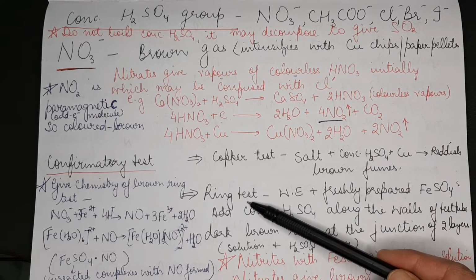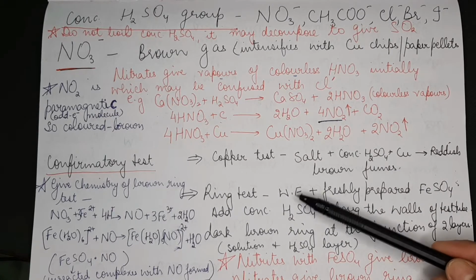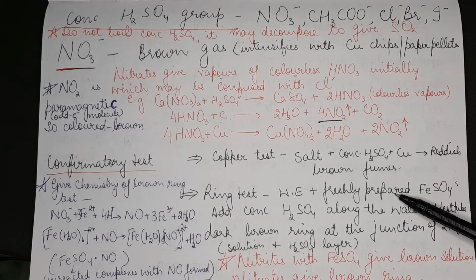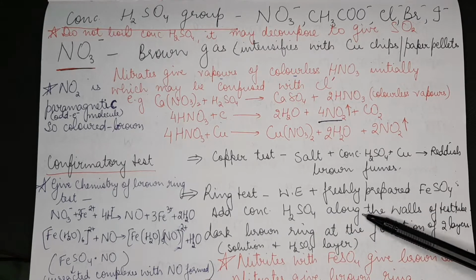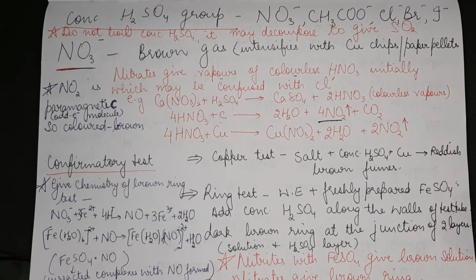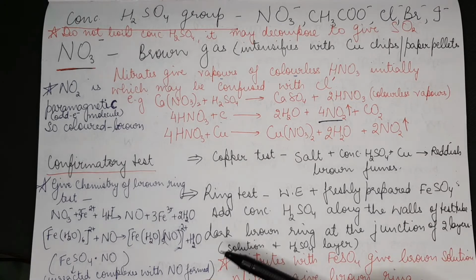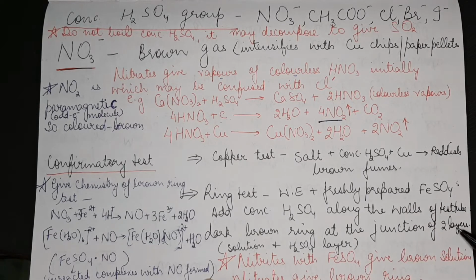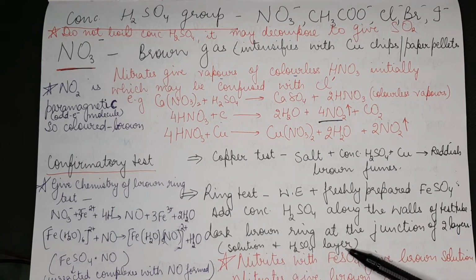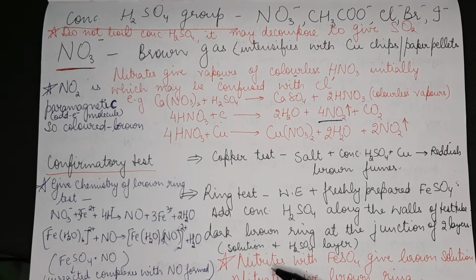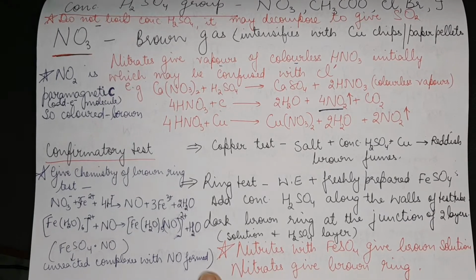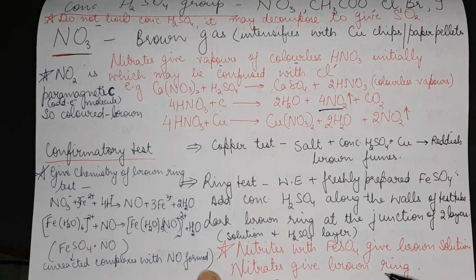Ring test, a very important test. Take water extract, that is OS, that is solution in water, freshly prepared ferrous sulfate, and add concentrated sulfuric acid along the walls of the test tube. Walls of the test tube, very important, because if you shake the test tube, if you don't add slowly, you may not observe a clear ring form because it all mixes. So you will find a dark brown ring at the junction of the two layers, the solution and the sulfuric acid layer. Right, so nitrites with ferrous sulfate give a brown or black solution, whereas nitrates give a brown ring.